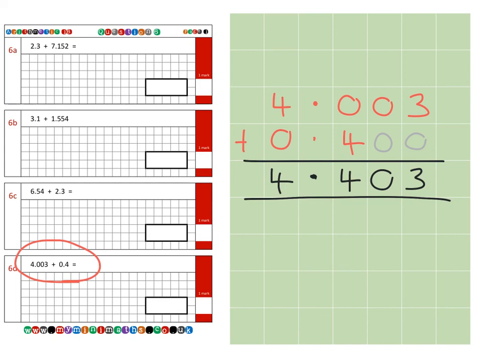But of course, we can just look at it as a mental question as well, and just use our heads to calculate the final answer, because here we can just place the 4 tenths into the first number to give us this final answer of 4.403.